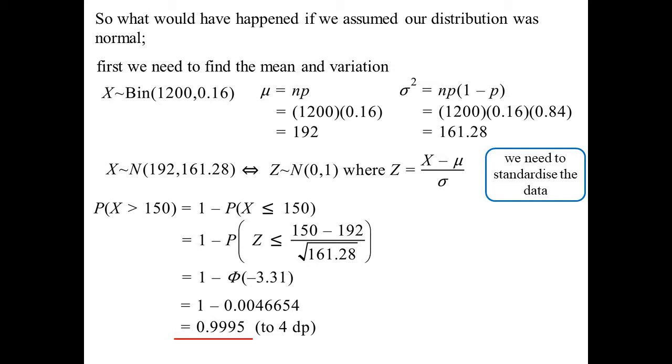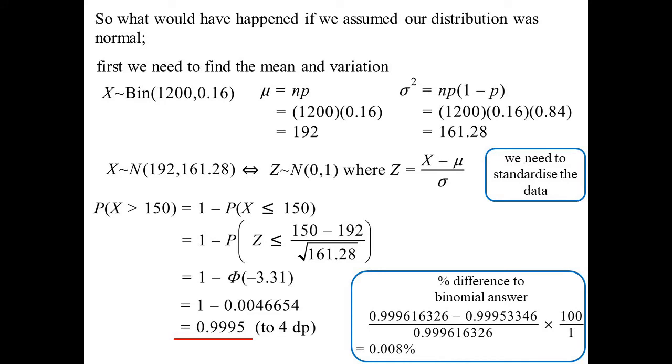Now I can look up my table of values and I end up with 0.9995. Remember our answer when it was binomial was 0.9996. So how different is that? Well, the percentage difference, there it is, 0.008%. So it's a pretty good approximation.